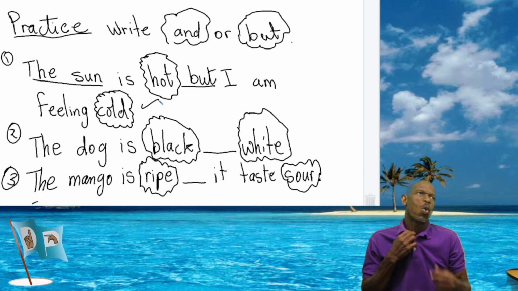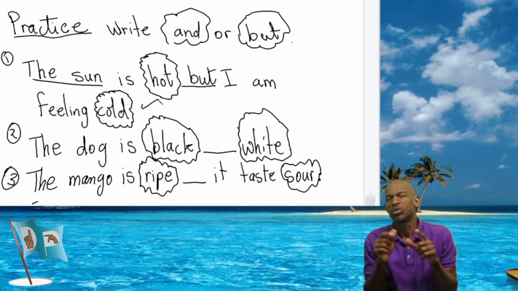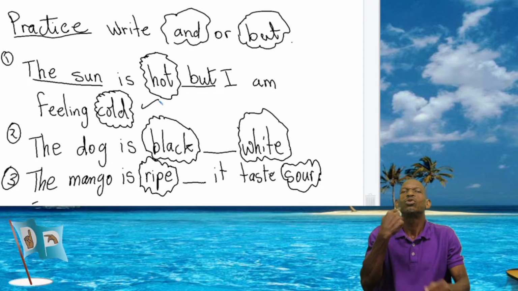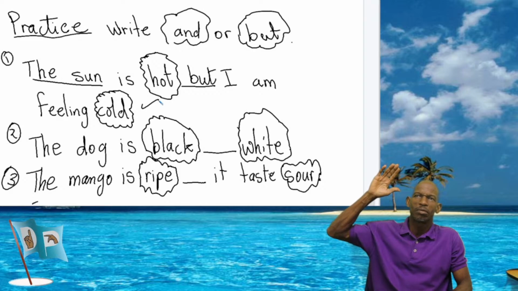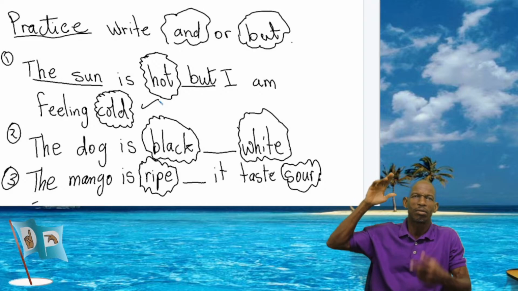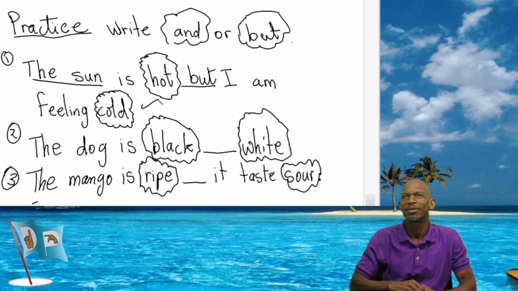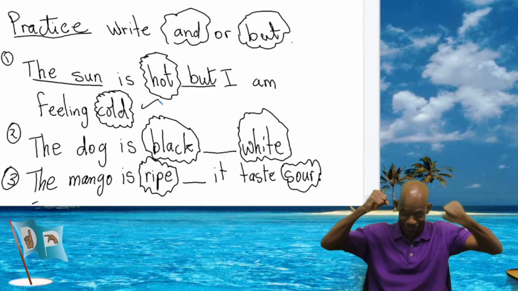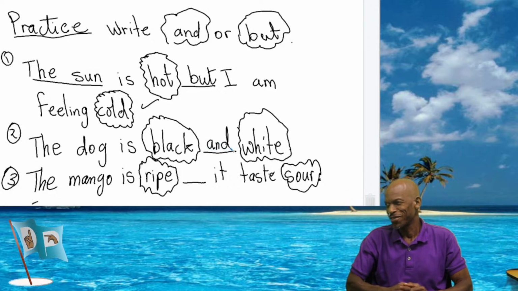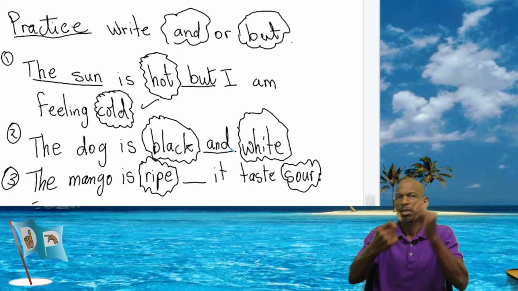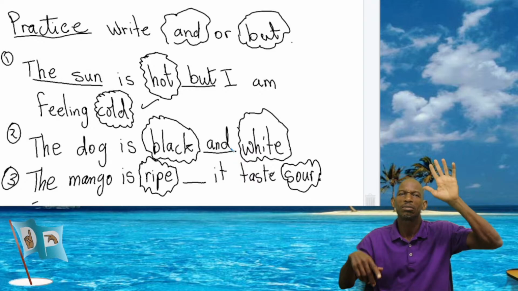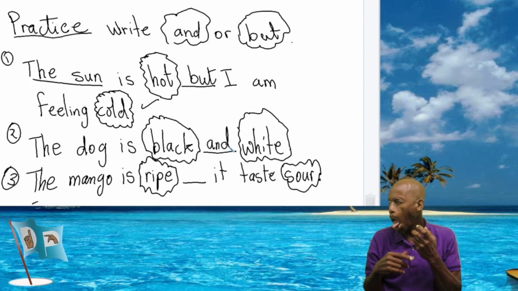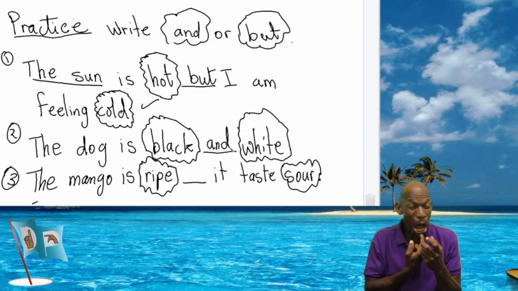And that is the same thing you'll do in sign language, but this is a sentence in English. Good. All right. Anybody else want to volunteer for the second one? The dog is black, something white. Yes, Rebecca. Very good. The dog is black and white. Last one. Different person. The mango is ripe, something, it tastes sour.